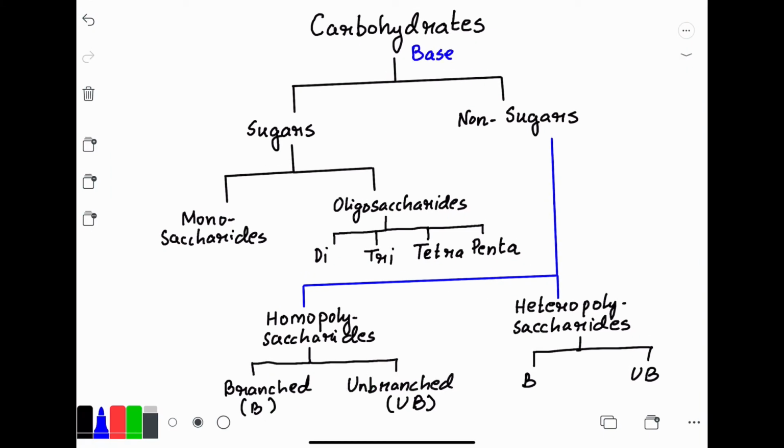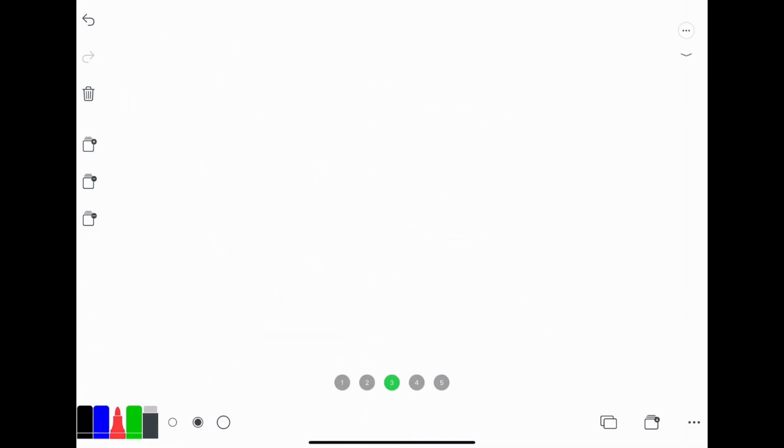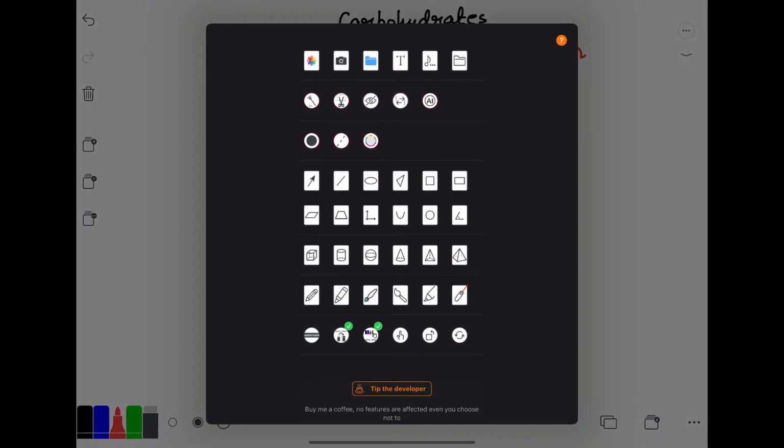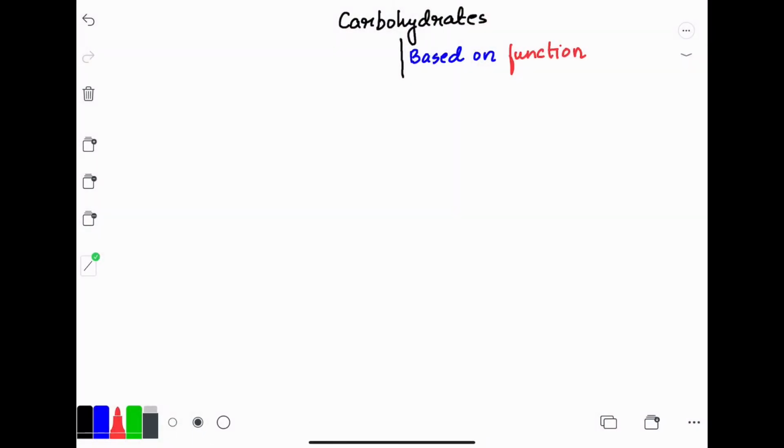Also, please remember this classification is based on the composition or structure of carbohydrates. But there is another type of classification which we are going to come to next. In this type, the carbohydrates are classified based on their function. This classification is based on the function of carbohydrates, so it is mainly of three types.